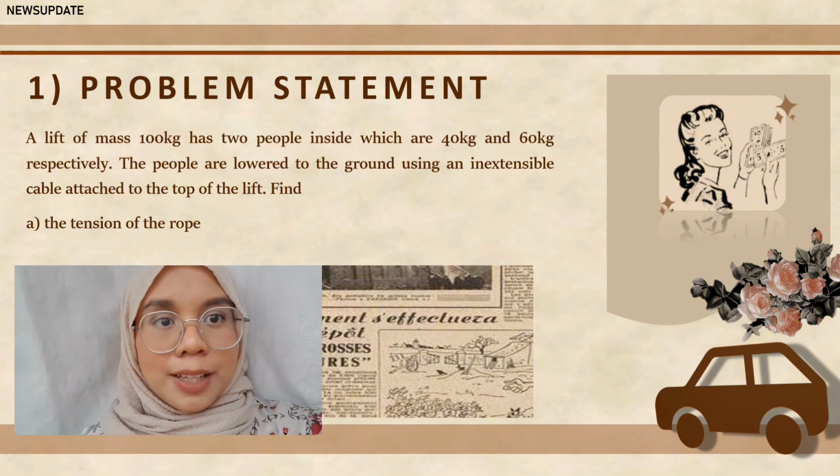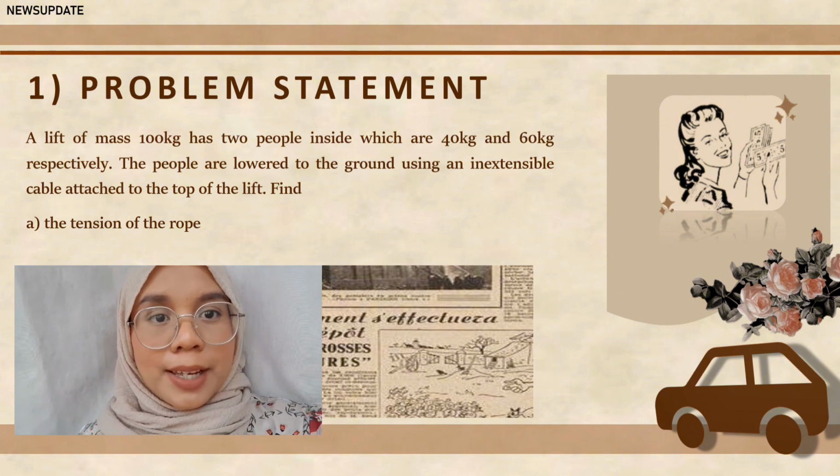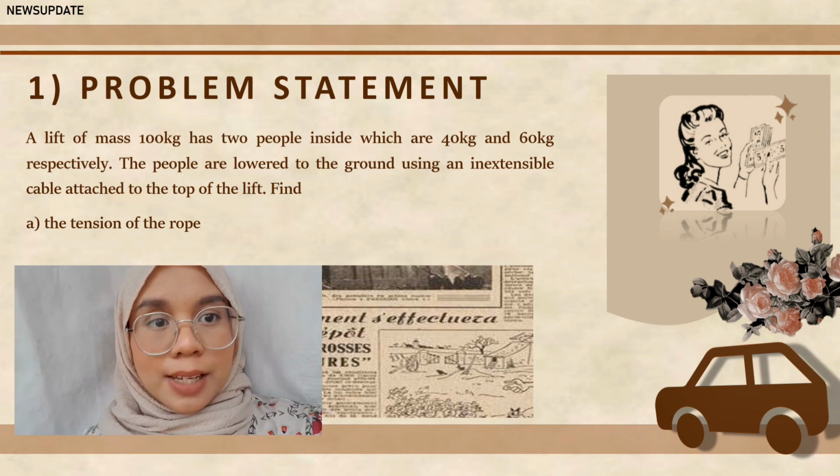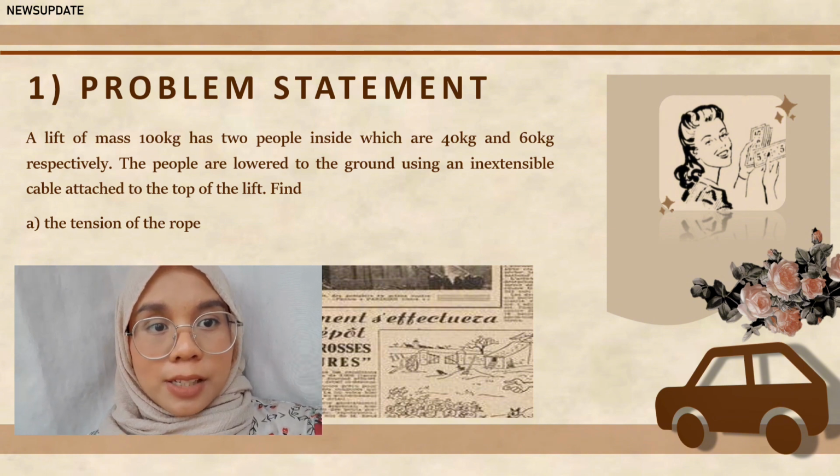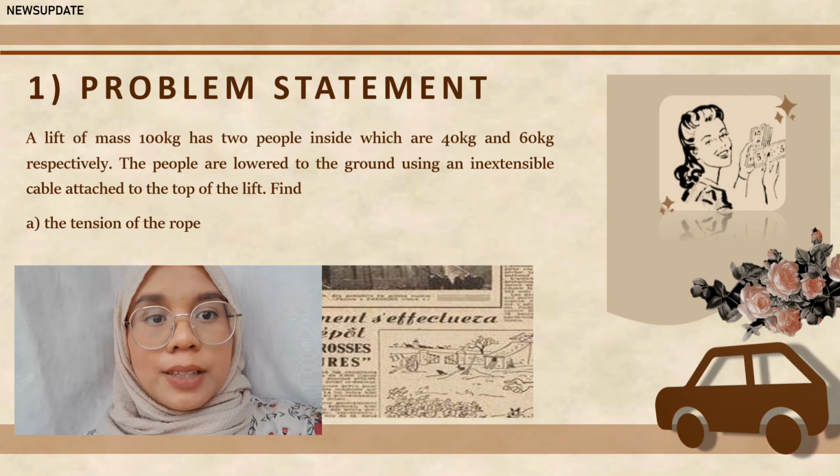Now, let's get into problem statement number 1. A lift with a mass of 100 kg has two people inside, which are 40 kg and 60 kg respectively. The people are lowered to the ground using an inextensible cable attached to the top of the lift. Find the tension of the rope.